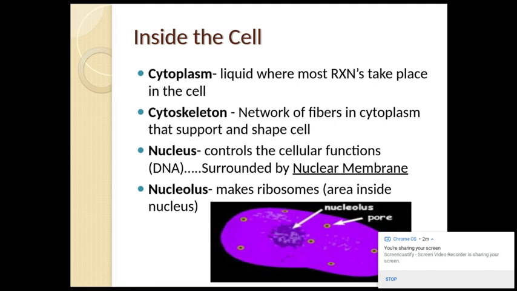Inside the nucleus, there is the nucleolus, all right? This word here, nucleolus. The nucleolus is what makes ribosomes for your cell, all right? And we're going to get into those in a little bit. So the nucleus is the control center. The nucleolus is inside the nucleus, and it makes ribosomes.